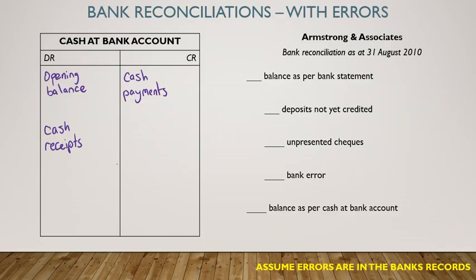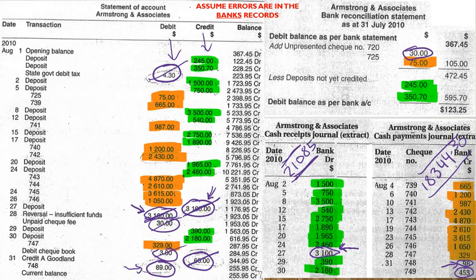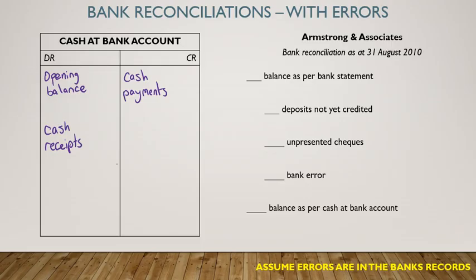So I'm going to do the cash at bank account first. It doesn't matter which one you do. The first thing I need is my opening balance. My opening balance as per the cash at bank account can be found over here, and that one is a debit. I've already put that in there. Debit balance, opening balance, $123.25.